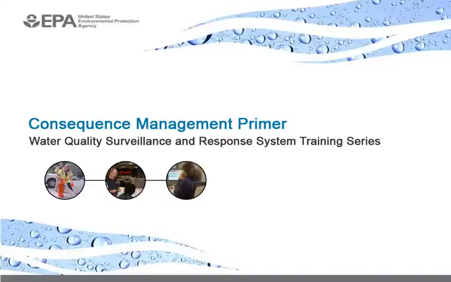Welcome to EPA's online training series for the Water Quality Surveillance and Response System, or SRS program. This primer module provides basic information about the design and objectives of the Consequence Management, or CM, component of an SRS, and describes how it can be used to detect water quality incidents in drinking water distribution systems.